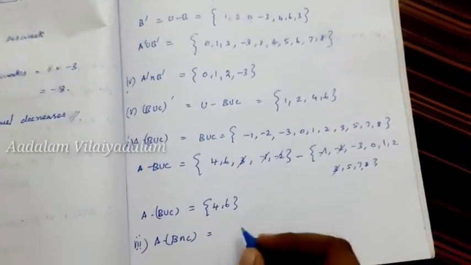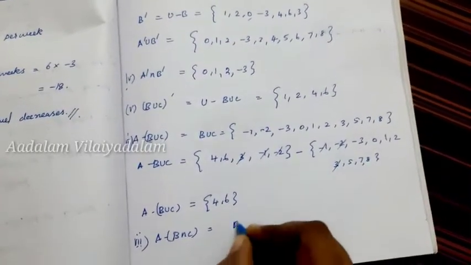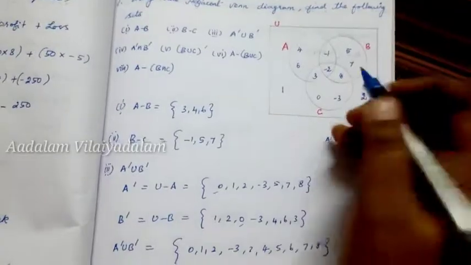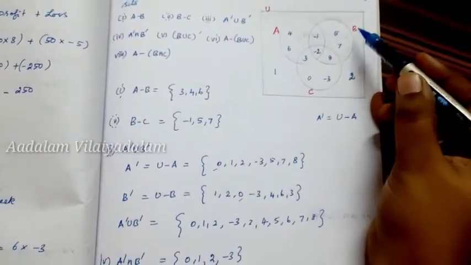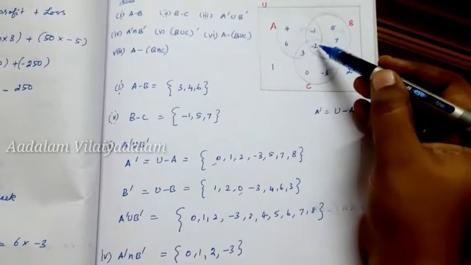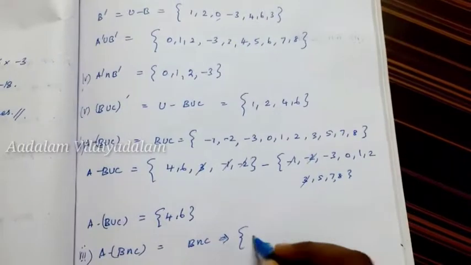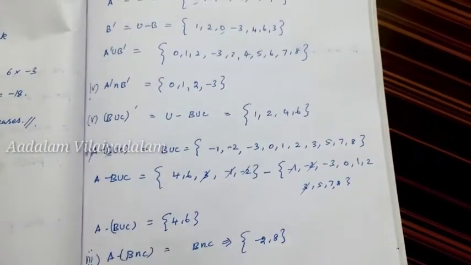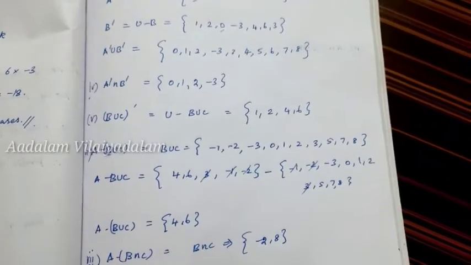Okay, let's find B intersection C. What is B intersection C? The common elements between B and C. So what are the common elements here? Minus 2 and 8. Next, we need to find A minus B intersection C.